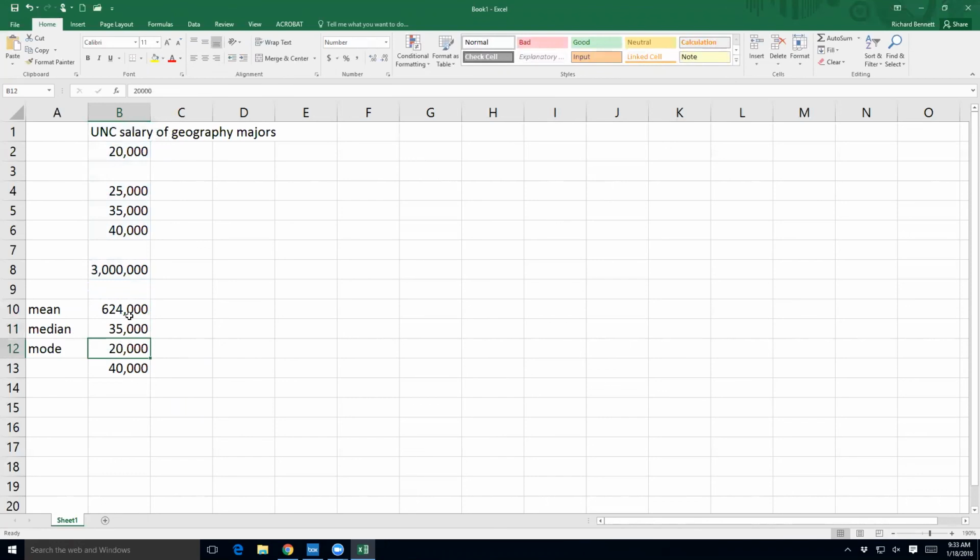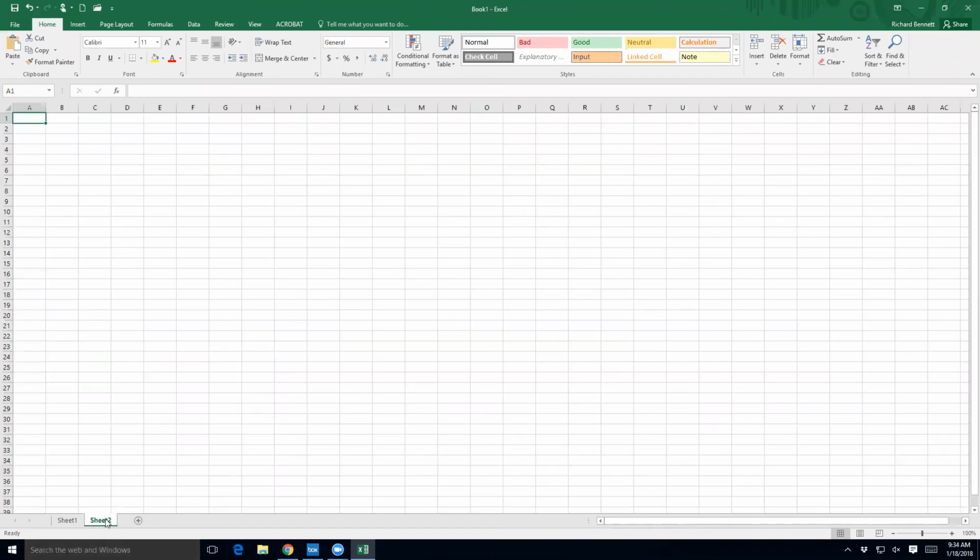There is a command for mode, but it's actually very hard to use. I don't usually teach it because it's easier just to figure it out yourself. Especially if you have more than one mode, because if you use the command, it only returns one value, and sometimes there's more than one value, so it can be misleading. So I actually don't like to teach it, but if you want to get on YouTube or something and learn the mode command, you can do that as well. All right, so let's move on to the next section.